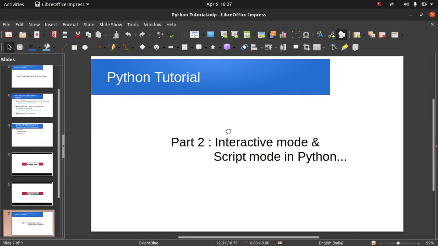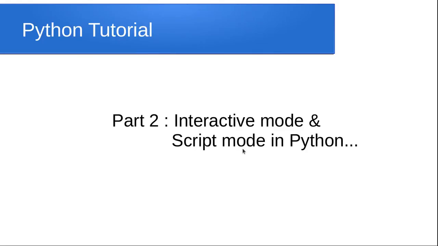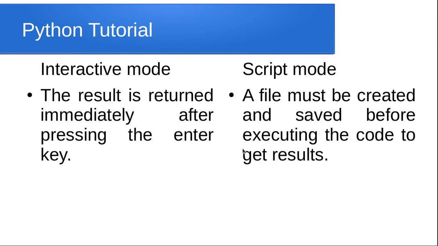So these are the two ways to run your Python code: interactive mode and script mode. In interactive mode the result is shown immediately after pressing the enter key, and in script mode a file must be created and saved before executing the code to get the result.